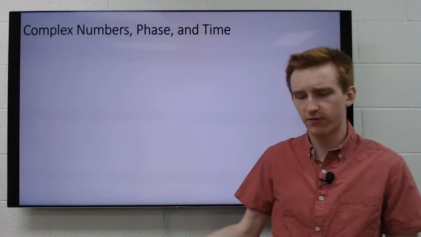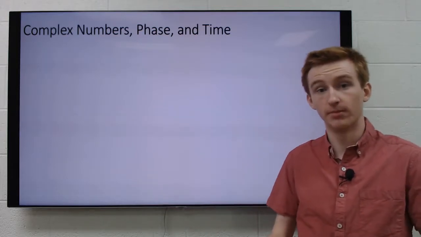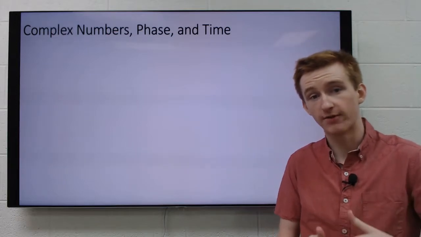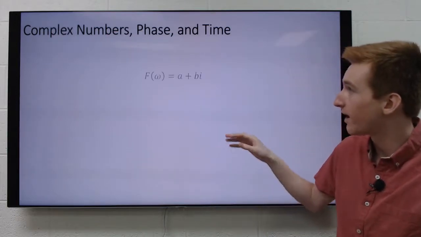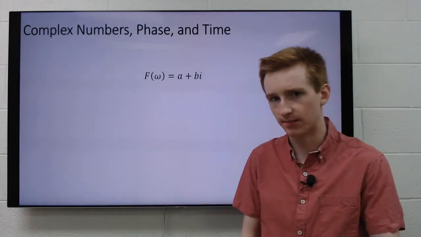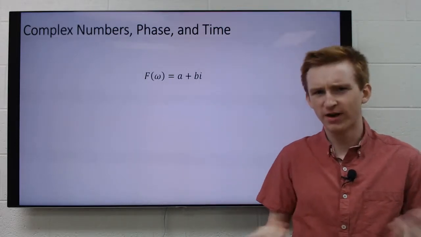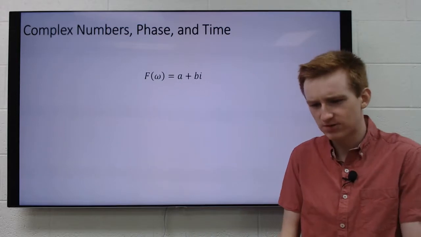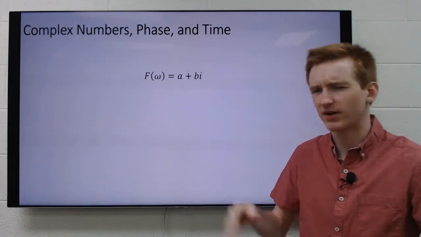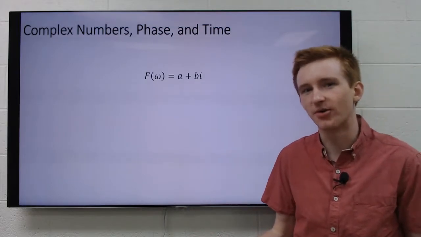Before, we just had f of omega as this constant, this real number that was supposed to represent how much of a frequency you have within your signal. But now we have f of omega equal to a plus bi, which is a complex number. And so now we've kind of ruined our idea. F of omega was supposed to represent how much of a frequency we had within our signal. Now it's a complex number. What does that mean at this point?